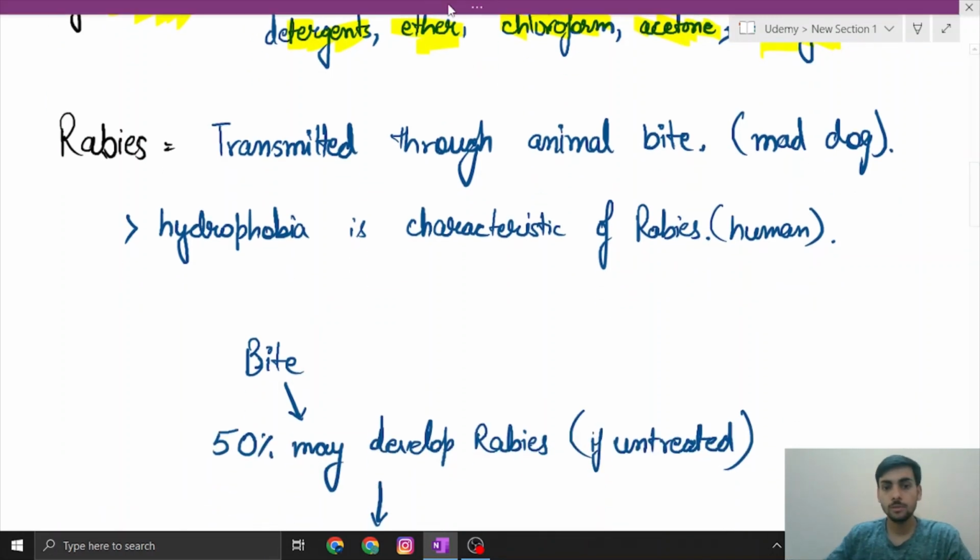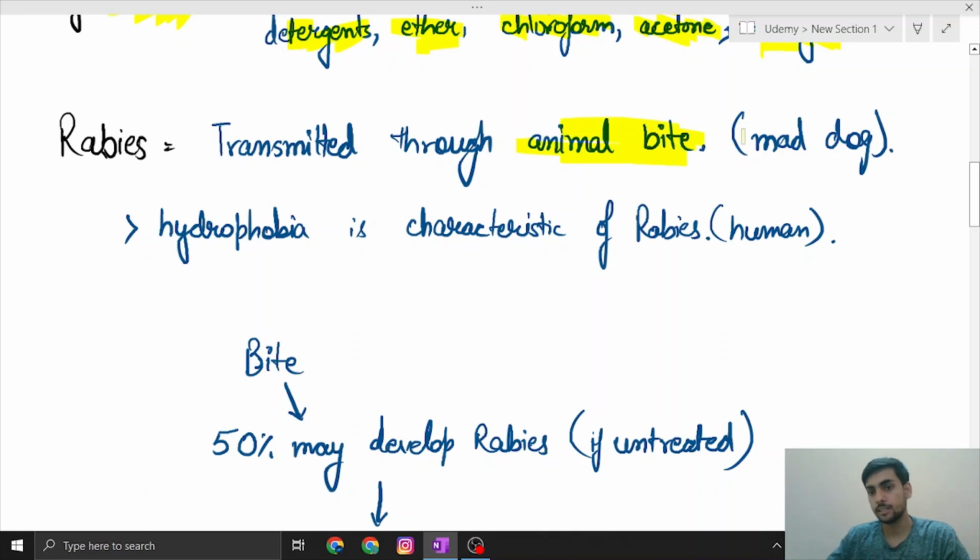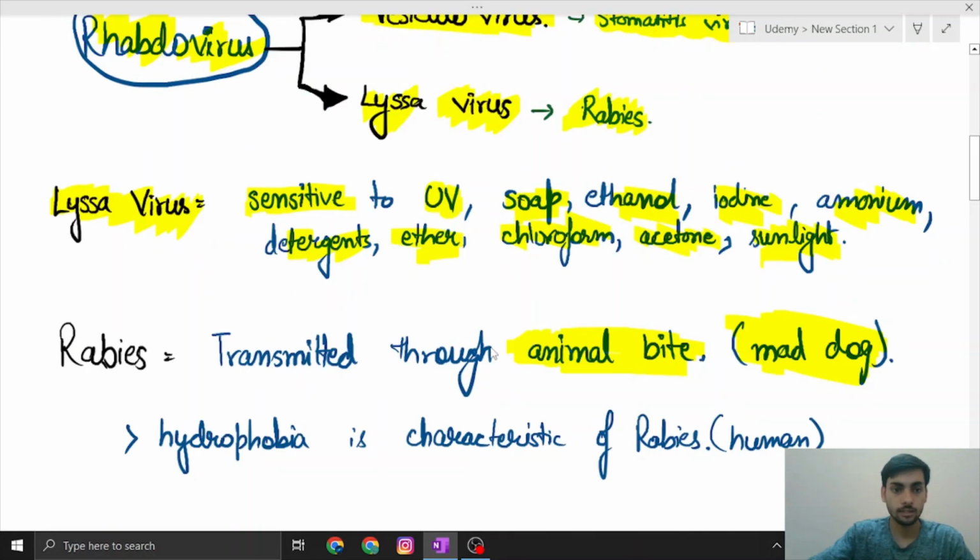Rabies is transmitted through animal bites. In ancient times we considered it to be transmitted from a mad dog, but that is not the case. Many other mammals can also cause this virus. Suppose we humans walk through a forest, and while walking, a monkey suddenly comes and bites us. It can also transmit this rabies virus into us. Rhabdovirus, Lyssavirus.